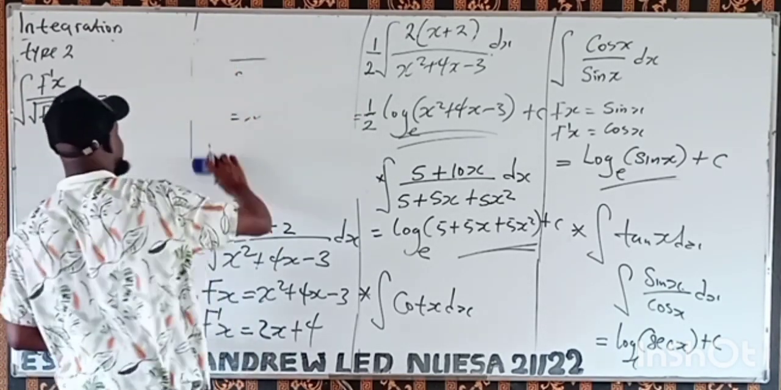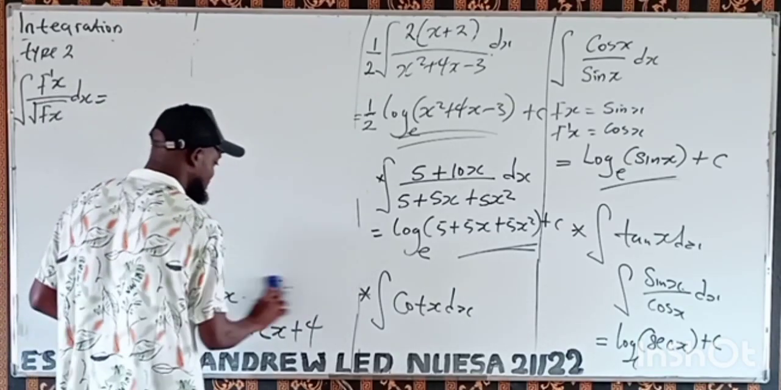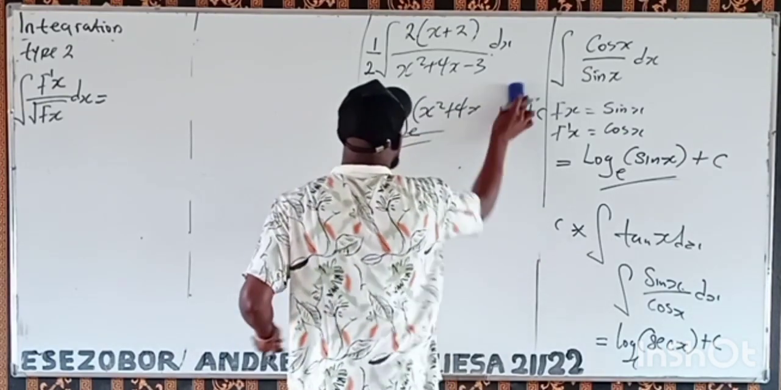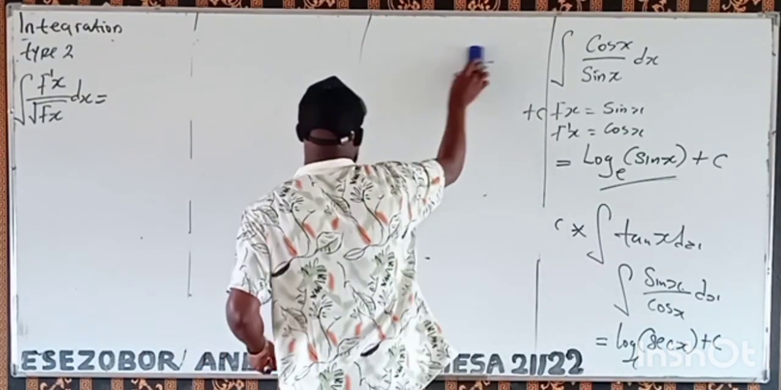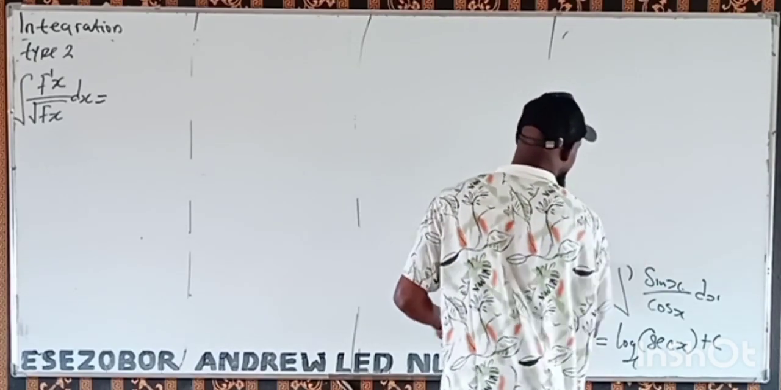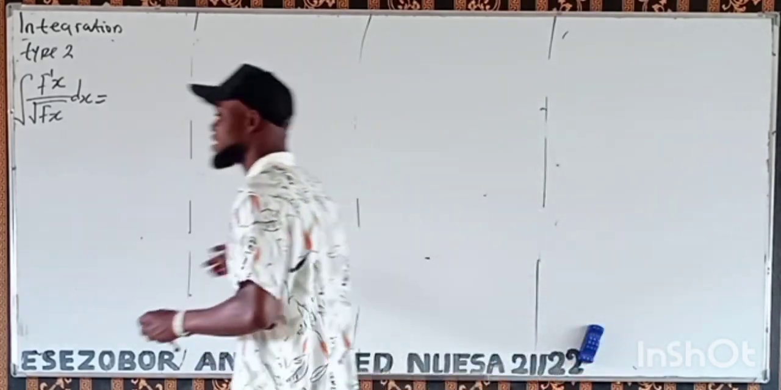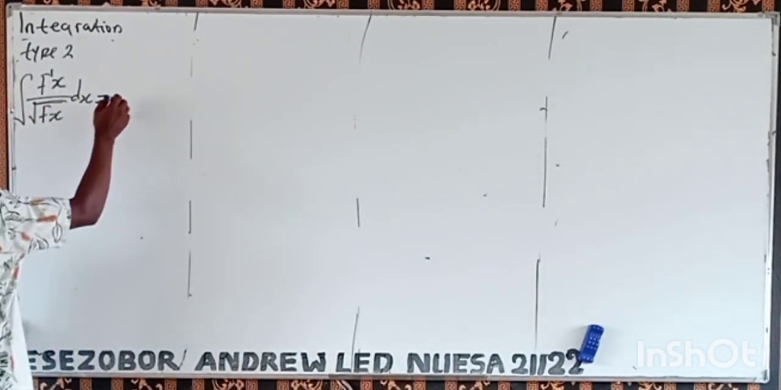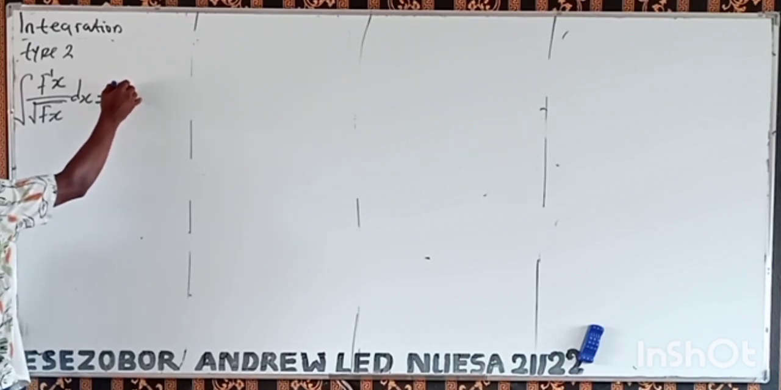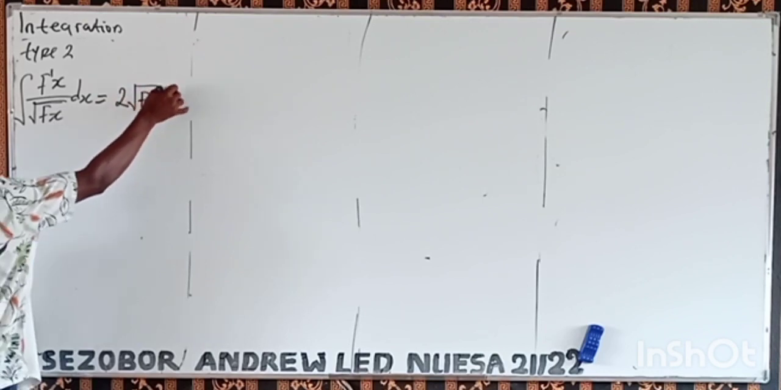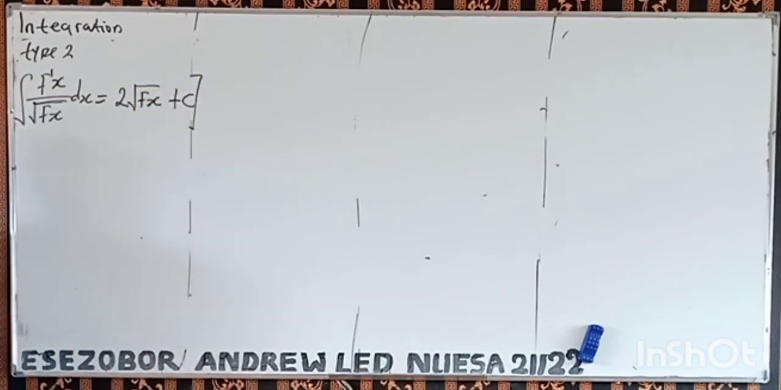It's still very, very simple. It still follows the same procedure. Both procedures are the same, but both answers are not the same thing. So if the denominator has a square root, the answer becomes 2 times the denominator plus c. That becomes the answer. I hope you can explain this.